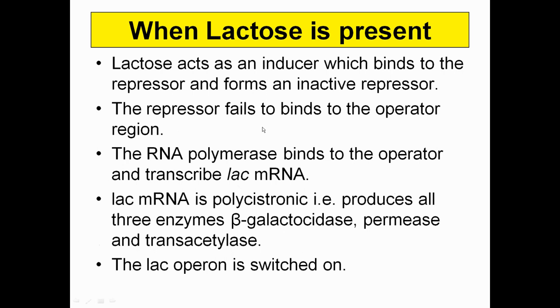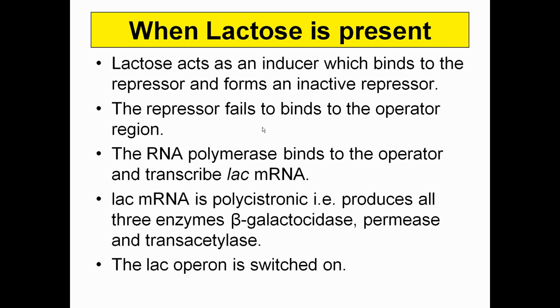Okay, when lactose is present in the outer medium, that lactose binds with the repressor protein. Then there is no site on the repressor protein which can bind with the operator. The operator is totally free to bind with the RNA polymerase. Then the transcription of Z, Y, A will continue. Okay, so the lac operon is switched on.